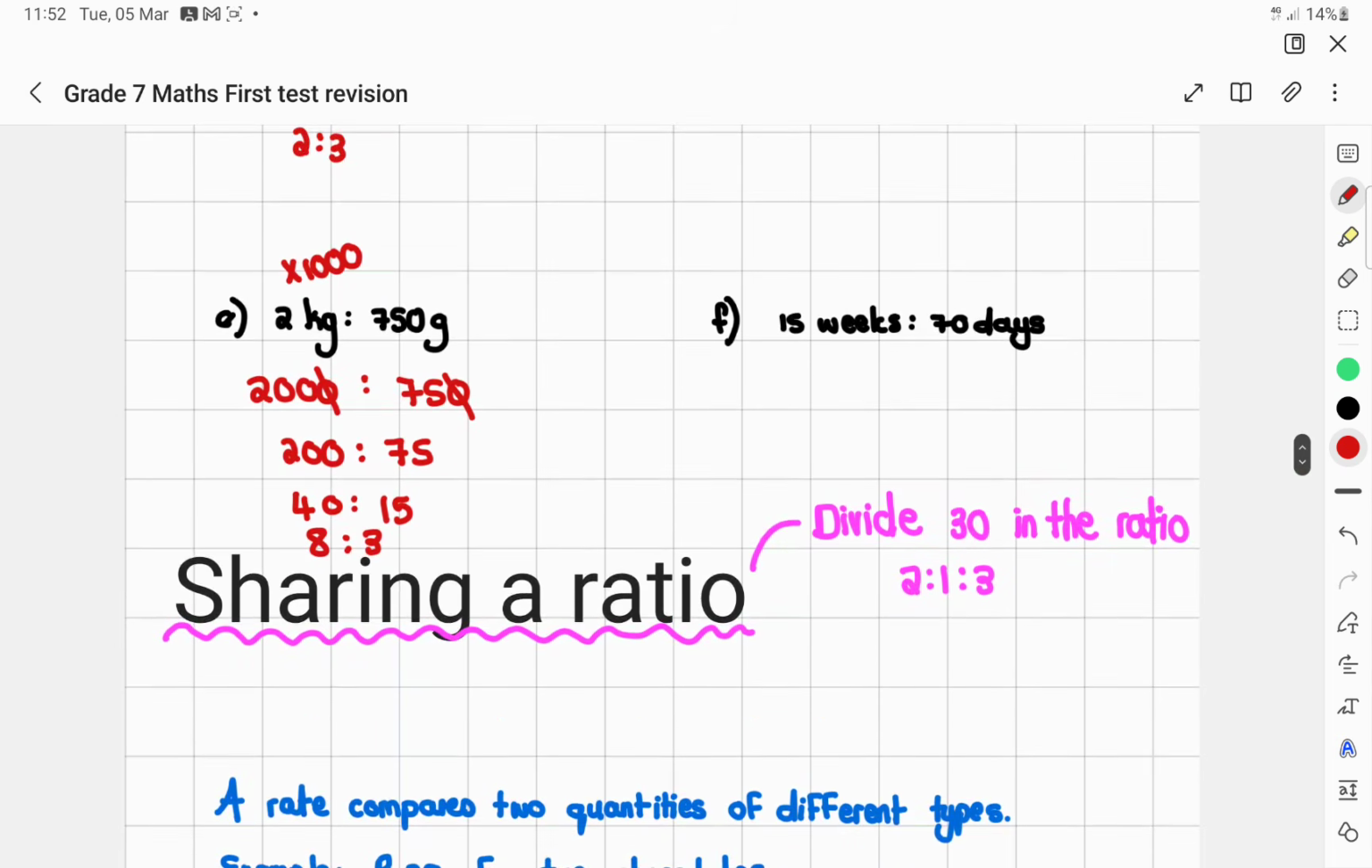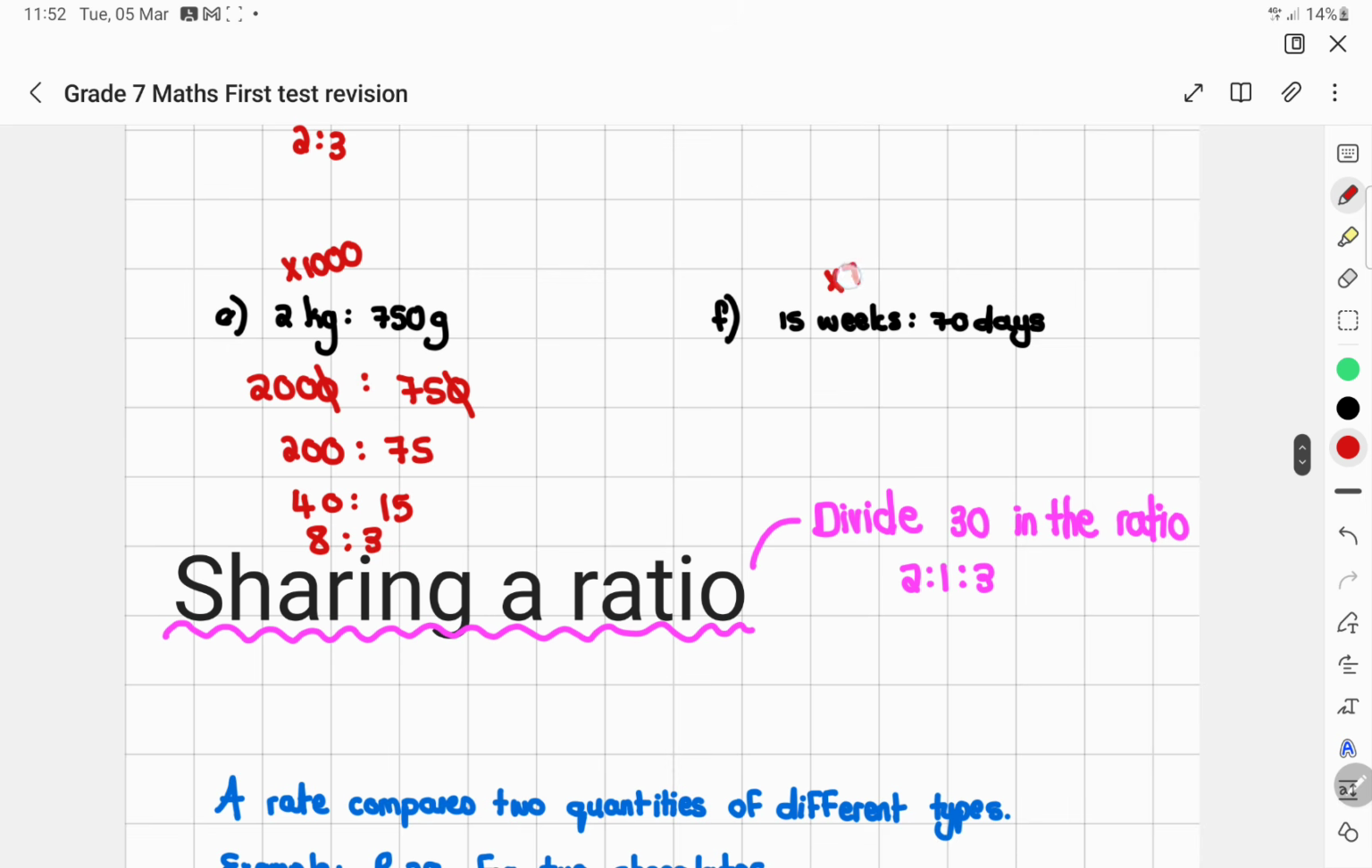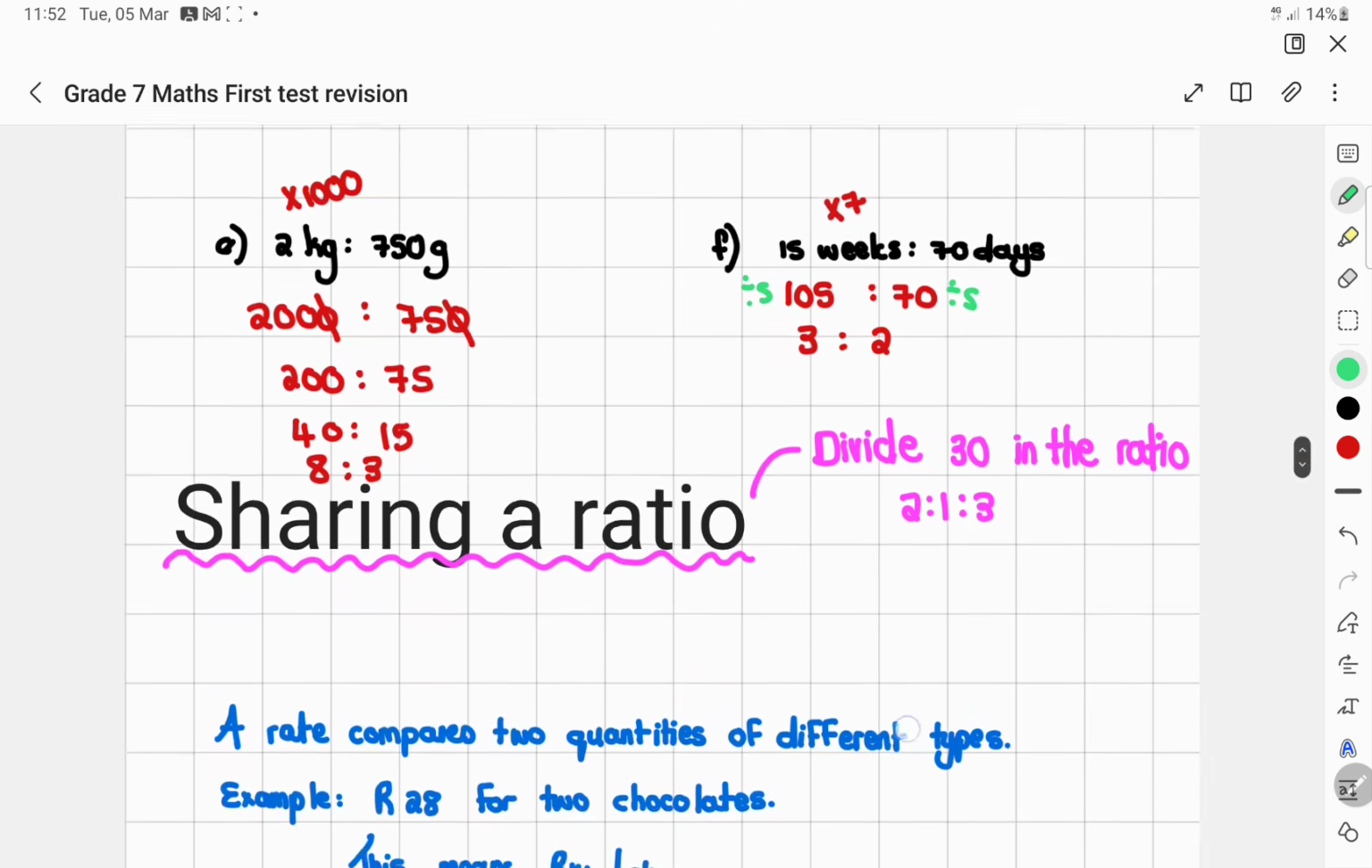All right. And the last one here, 70 days into weeks. We're going to take the weeks. We times it by 7 to make it into days. So 15 times 7 is 105 days to the ratio 70 days. And then I'm just going to divide by 5 all throughout, and then you should get 3 to 2. Okay, so you're going to keep on dividing by 5 on each side until you get to 3 to 2. All right, I hope that makes sense.